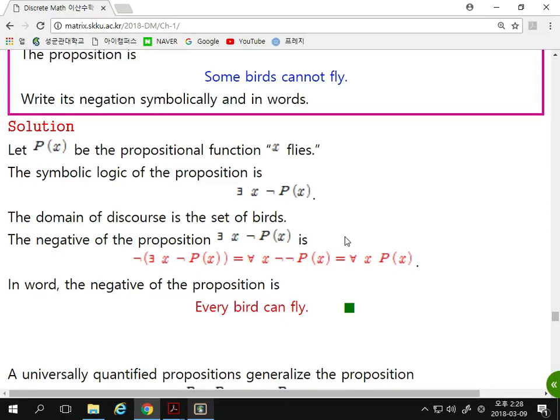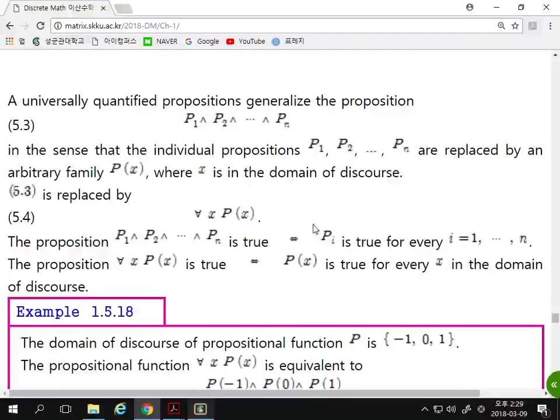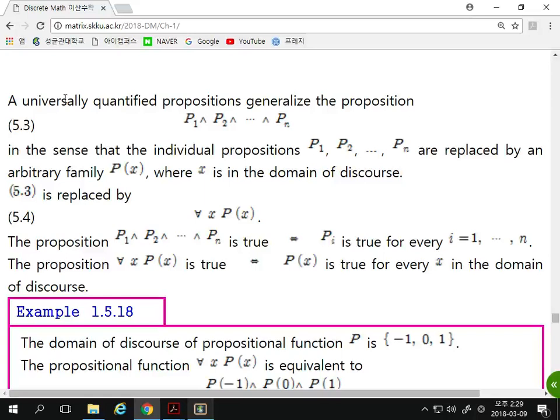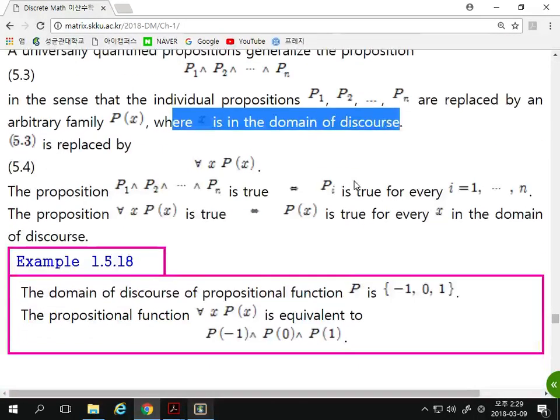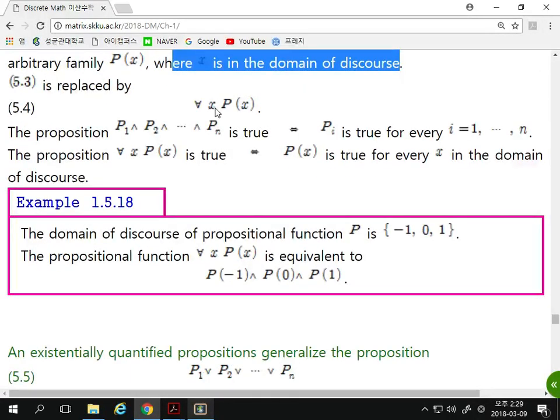Okay. So De Morgan's law for logic can be used in it. That's important because when we have many propositions together, the universally quantified propositions generalize the proposition like this, in the sense that individual propositions P1, P2, Pn are replaced by an arbitrary family P of x, where x is in the domain of discourse. Then this can be replaced as "for all x, P of x," like this.